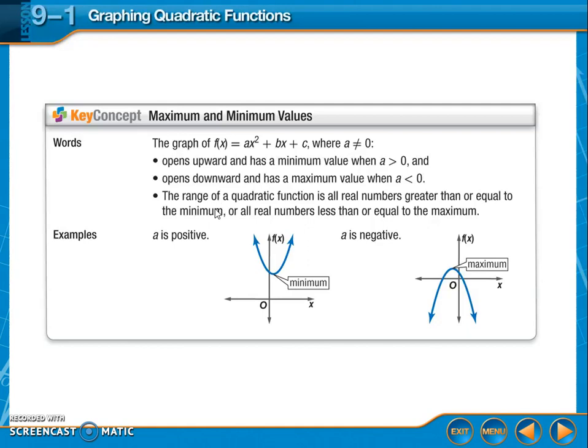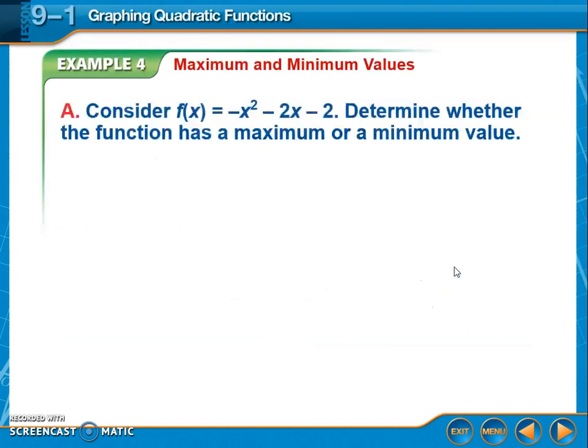Okay? And the vertex, like I said, is always the minimum or maximum. So if you're trying to find the min or max, you need to find the vertex. So if I want to find the vertex or the minimum or maximum, I need to determine if it's a minimum or maximum. So because this here is negative, that means it's going to open down like that, which means that this is going to be a maximum value.